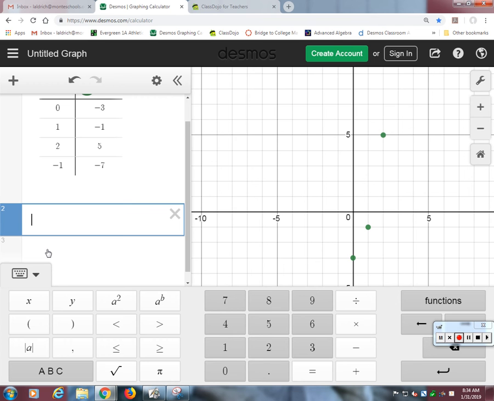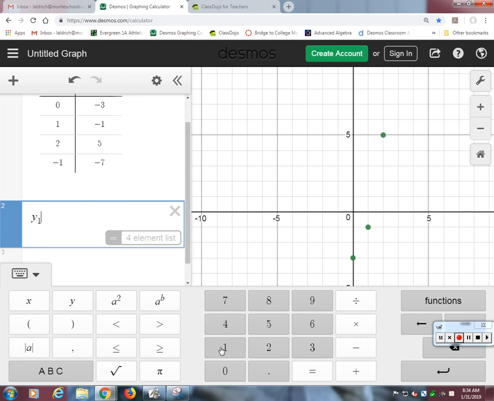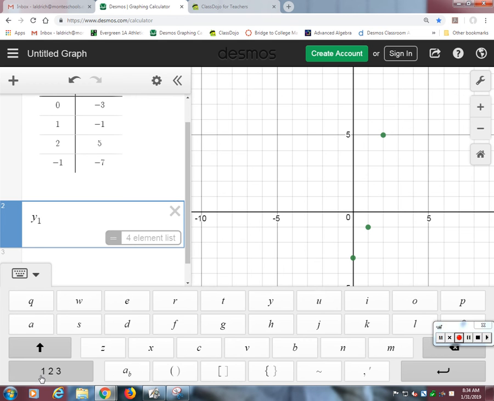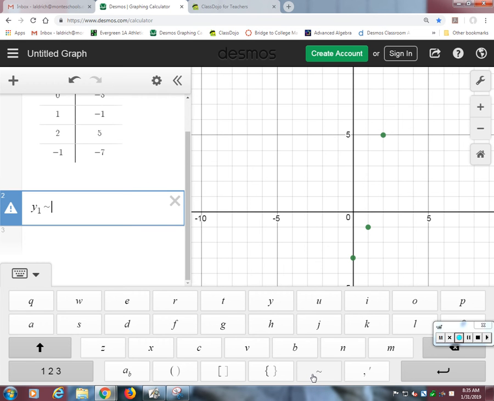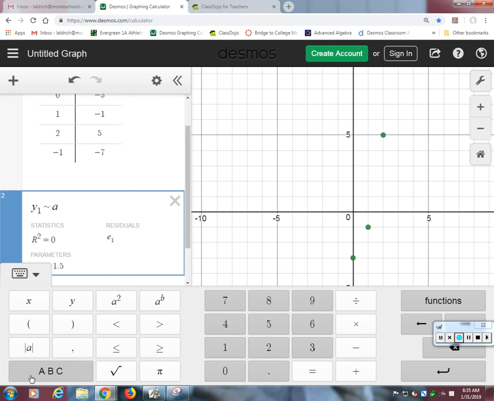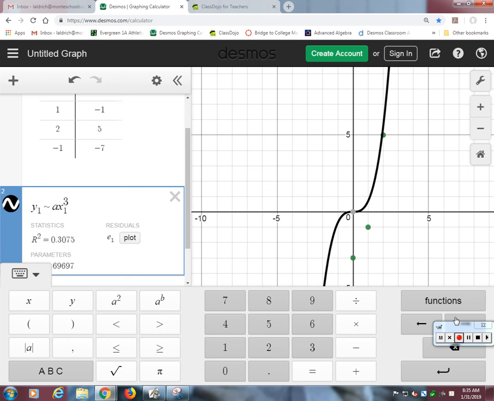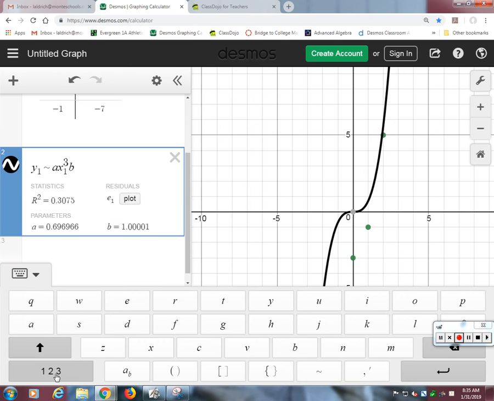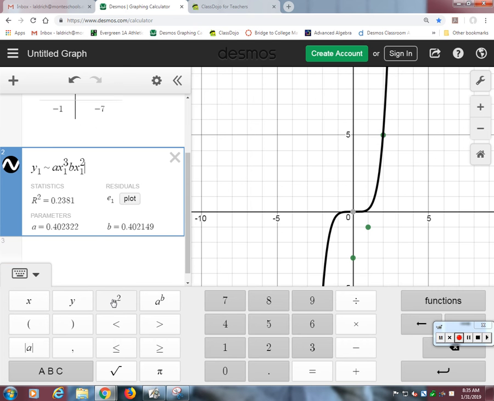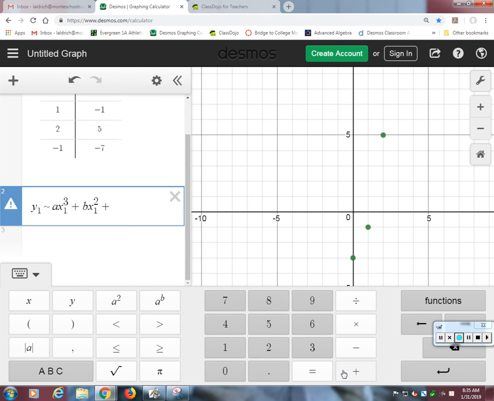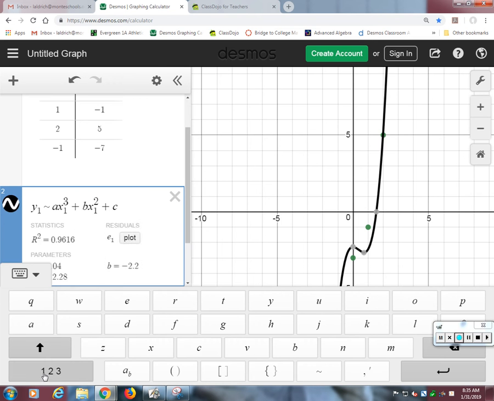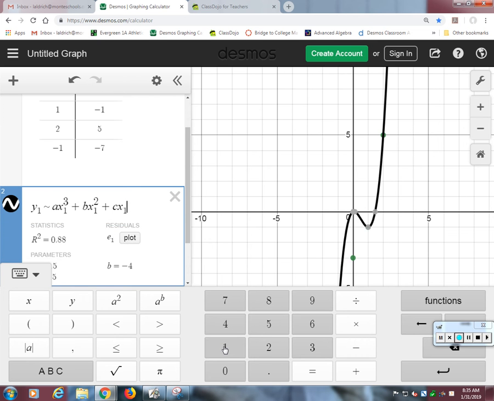Are you ready? Okay. It's going to be y1, then you go squiggly line from the keyboard menu. Kate, quit enjoying life so much. Okay. Then you have a x1, and you guys said third degree, so I'm going to go cubed. Okay, are you with me? And then I'm going to go b x1 squared. Oops, forgot the plus in between there. Sorry. Okay, plus, what's next? cx1. And then the last one is going to be plus d.